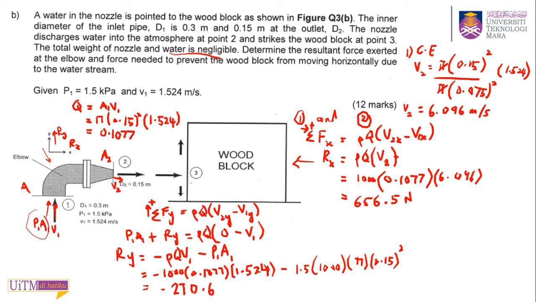Okay, so again this is negative 270.6. Negative, that means your RY, this direction is wrong, it should be in downward direction okay, so don't worry about the sign. And they ask you to find the resultant force okay, so you need to add lah both of these, the Rx and Ry.